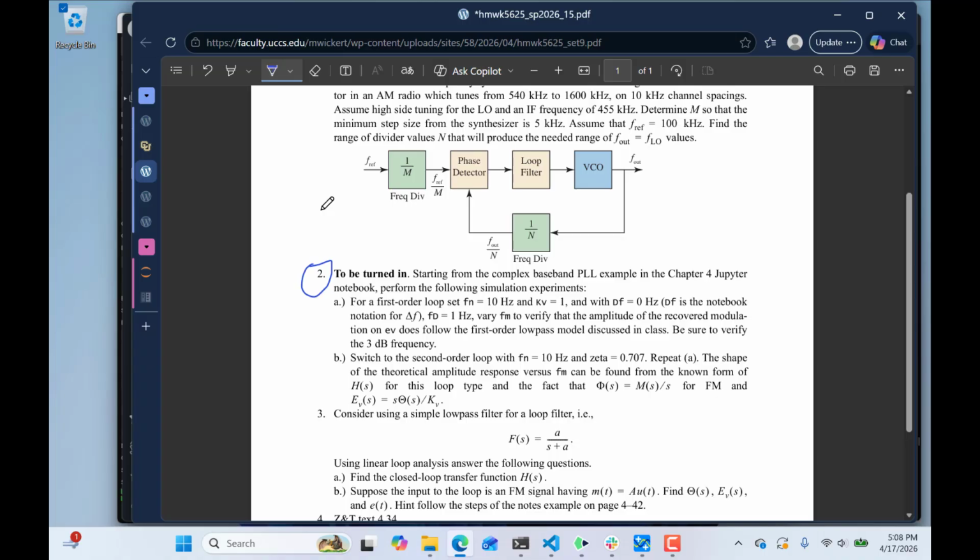Problem number 2 is working with a complex baseband phase lock loop, which is written in Python code already, and it's all set up for you in the Chapter 4 Jupyter Notebook. I added the figure that got omitted from the zip file just before I started the recording here, so we're going to go take a look at that right now. So what you're going to do in this problem is just simply extending what's already in the notebook. So let's go take a look at it.